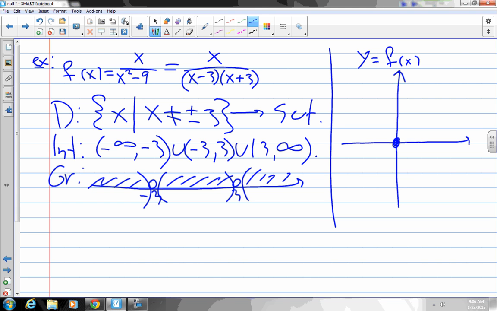Now, what are the vertical asymptotes here? Negative 3 and 3, so we have negative 3 here, so here's a vertical asymptote, and here's positive 3, so here's another vertical asymptote, right? What about horizontal asymptote? Is there one? Yeah, there is one. What is it?